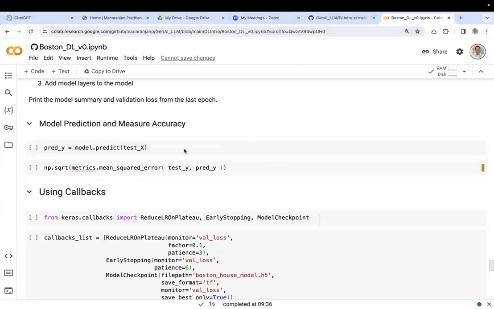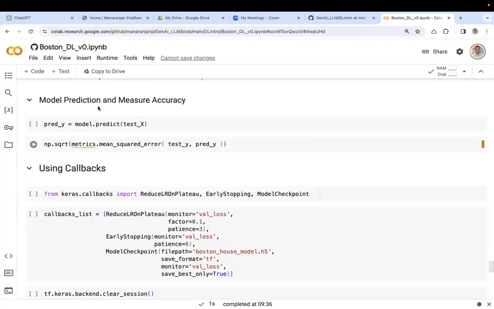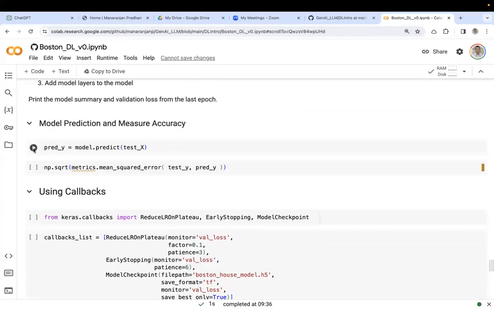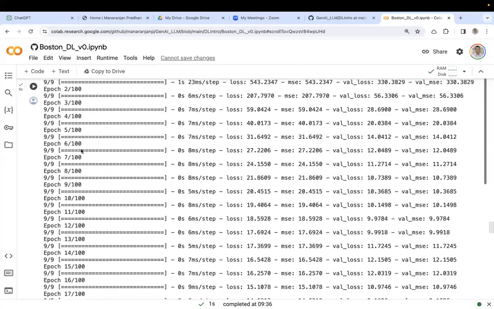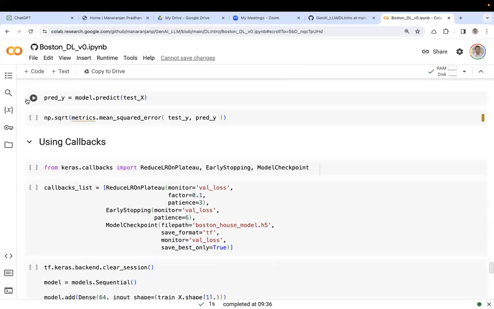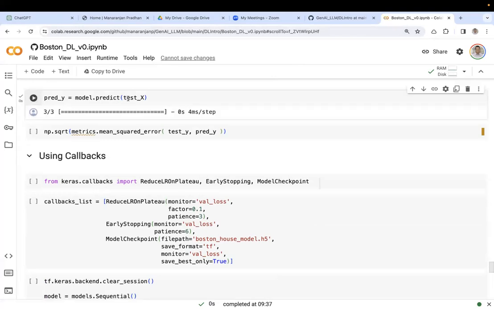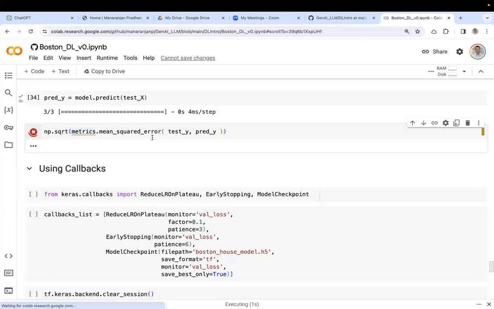A couple more concepts I'm going to cover before I close down, something called callback. Okay, once the model is built, let's say this is the model that we're going to use finally. Then I can actually use that model to predict on the test data. This is by deploying. And then I can also measure the accuracy using the metrics, mean squared error.